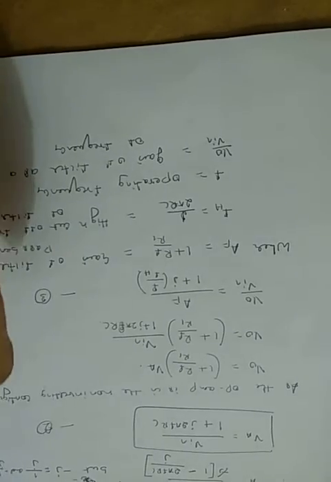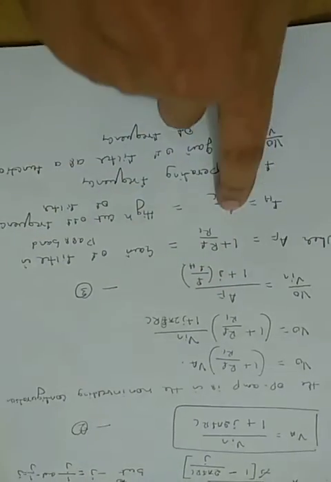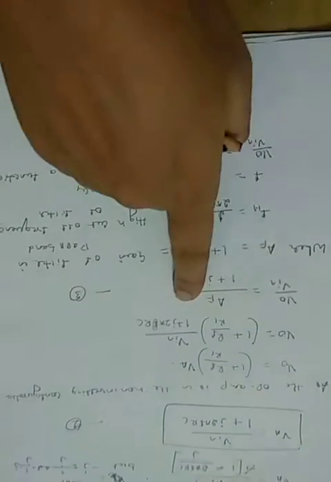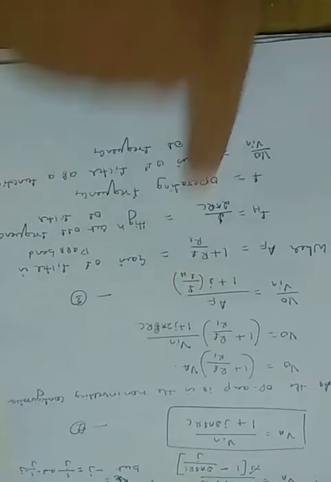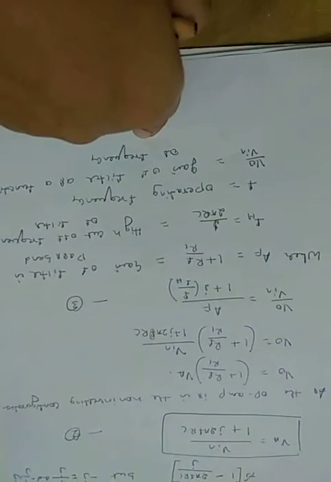For the high pass filter we have the low cutoff frequency. Now FH is equal to 1 divided by 2 pi RC, which determines the higher cutoff frequency. AF is the gain of the filter in the pass band, that is with feedback.